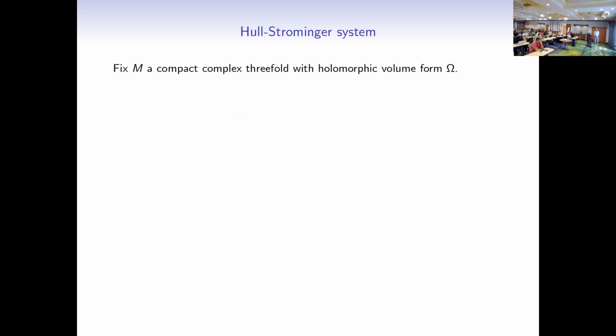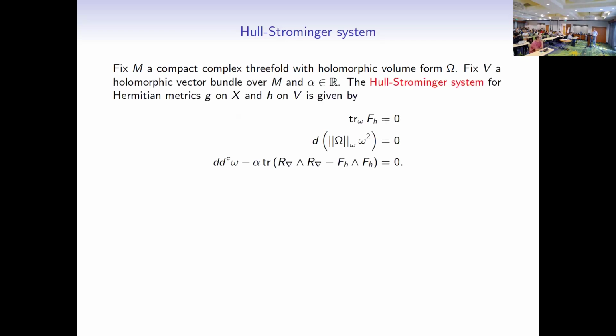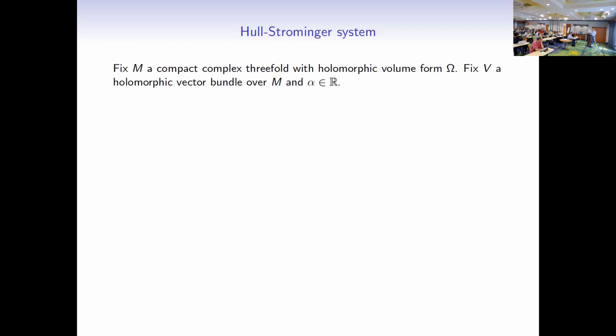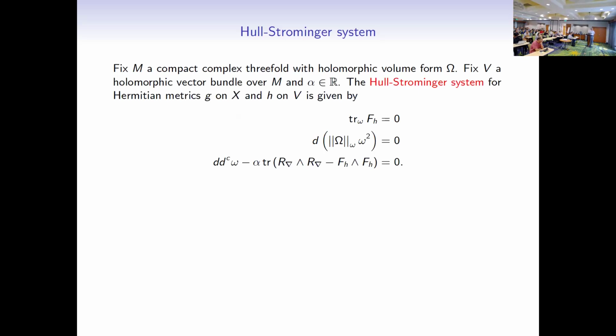So fix a compact complex, in their case threefold, with a fixed holomorphic volume form, capital Omega. You fix a holomorphic vector bundle V and a real parameter alpha. This is somehow the string tension. So the Hull-Strominger system uses a Hermitian metric g on that X, should be an M, that's on M, and a Hermitian metric on the vector bundle V.